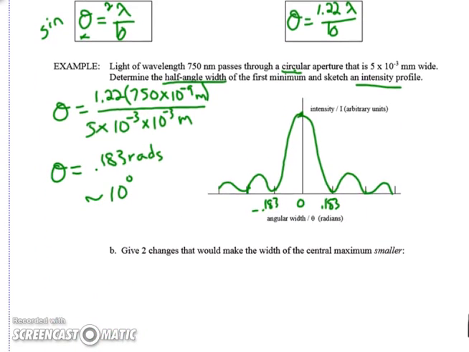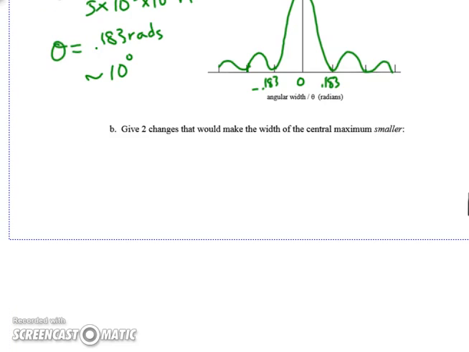Okay, and what two changes would we make physically to make the central maximum smaller? I don't mean shorter, we mean less wide. It's not clear here, okay? All right, well, the width of this depends on two factors. We know that the angle is proportional to lambda, and inversely proportional to the slit width.